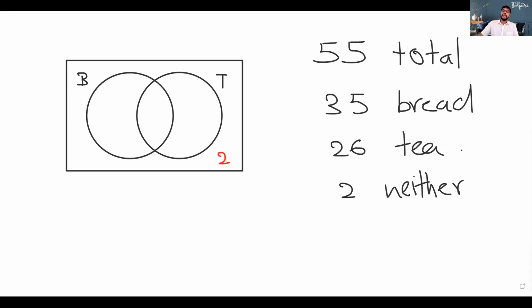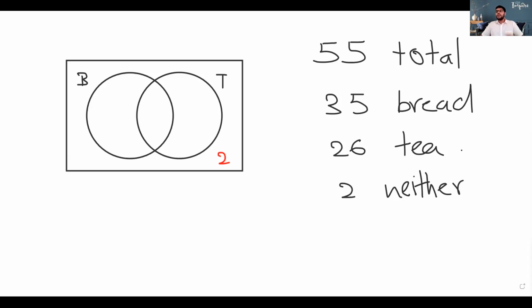Now, even if we get rid of those 2 people, there should still only be 53, because 55 minus 2 is 53. But if you add 35 and 26, it's more than 53. So what happened? So children, when you read this question, this is how the human brain works, right? We segment information very quickly. So when they say that 35 ate bread, we think, okay, so these 35 ate bread and these 26 drank tea. No, children, that's not how it happened.